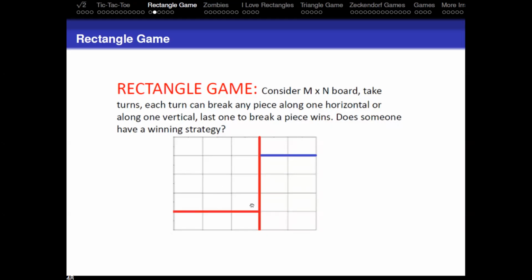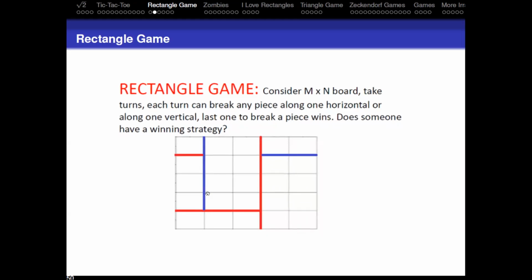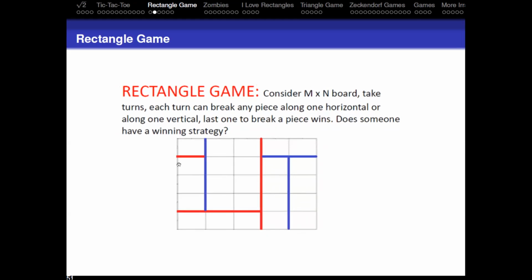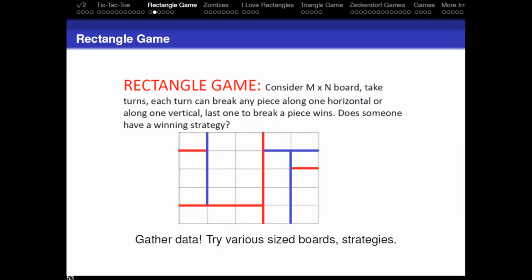You can't just cut part of the way. You have to go all the way until you hit a cut line. So maybe on my turn, I come in like this. Maybe on your turn, you come all the way down like this. And on my turn, maybe I'll come over like that. And then you maybe come down like that. And so on and so on.